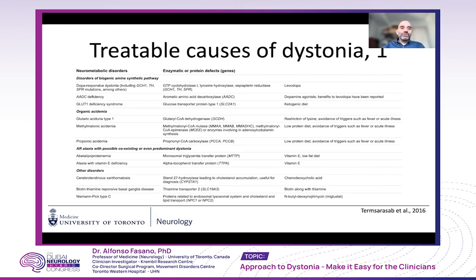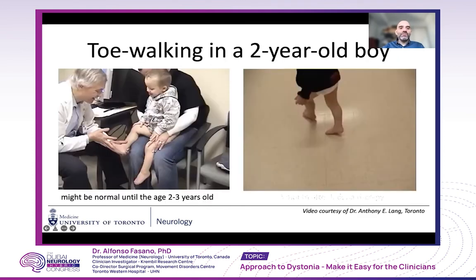So, treatable causes of dystonia. I already mentioned dopa-responsive dystonia. They respond beautifully to levodopa. Then there are other conditions where you may need a modified diet. Vitamin E can be used in certain types of dystonia. Thiamine and biotin can be used in a very particular type of acute onset dystonia of childhood. And Niemann-Pick type C also has a specific therapy.